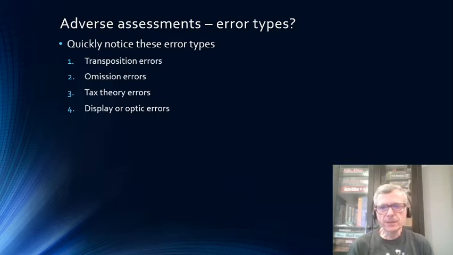Display or optic errors. Those errors are rare, but you may encounter a situation where the overall result is correct, but a certain amount does not appear on your tax return. But it's taken into consideration in the end result, and then everything is resolved rather easily in that respect.